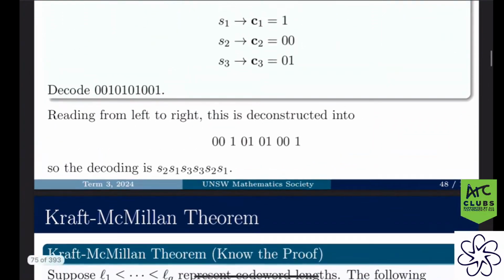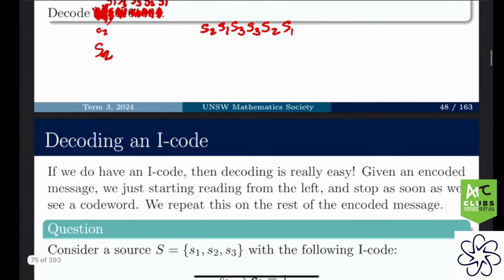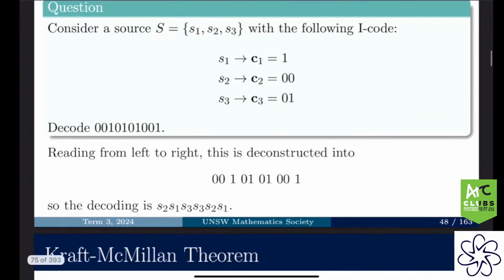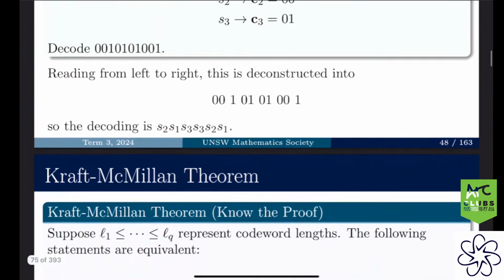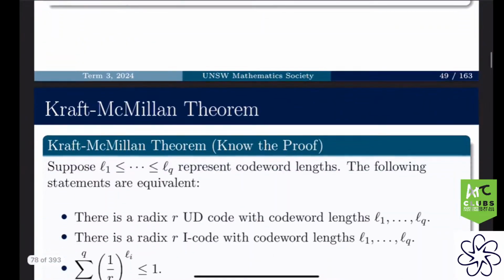Going down, did I get that right? 2, 1, 3, 3, 2, 1. Hey, I got it right. Let's go. All right. Kraft-Macmillan theorem.